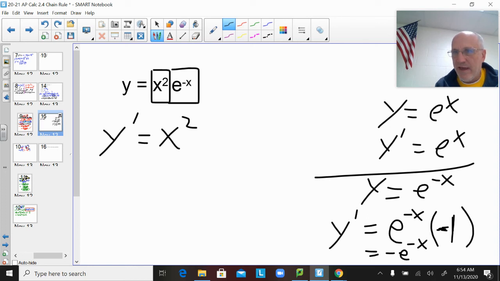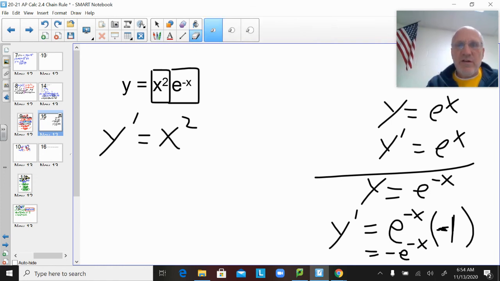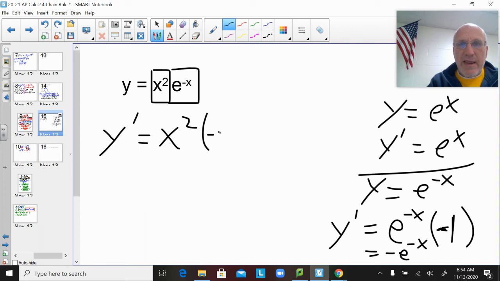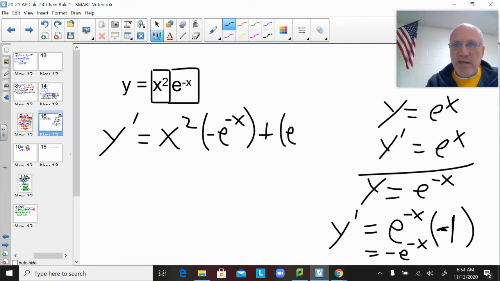So I did all that up there because that's now going back to my problem. The first times the derivative of the second. The derivative of my second is, in fact, negative e to the negative x. That's the first times the derivative of the second, plus the second, which is just e to the negative x, times the derivative of the first, which is, what, 2x. Now that stuff is irrelevant.